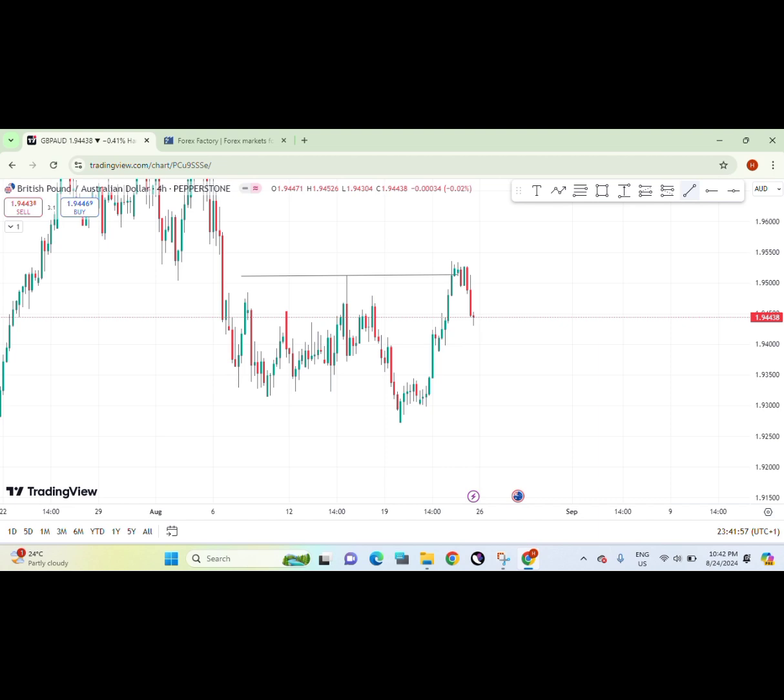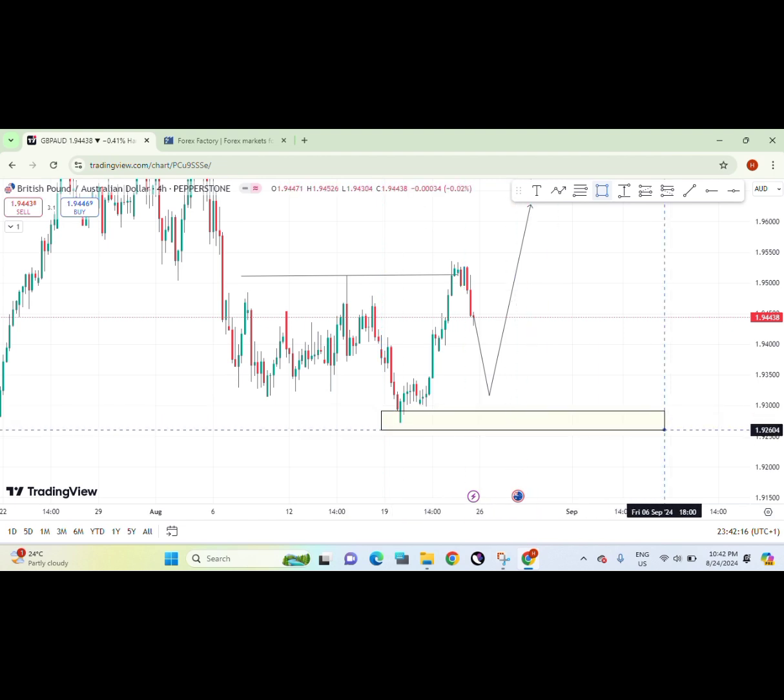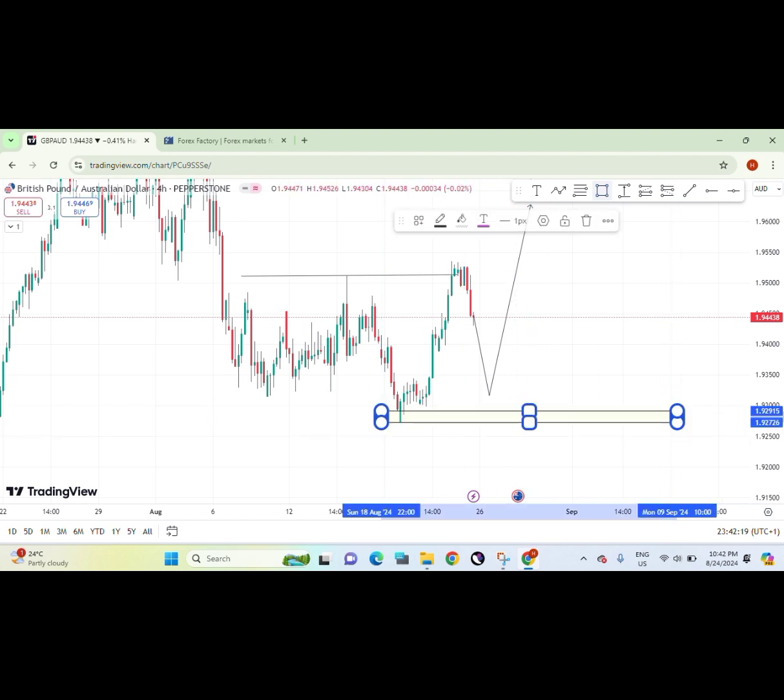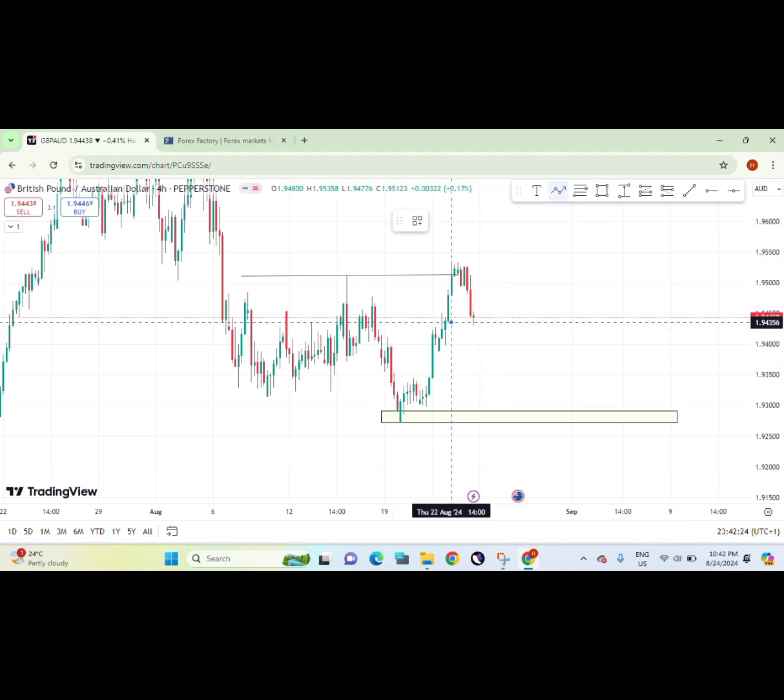So now price is giving us a retracement or a pullback. I want to see price retrace, then give us that upward movement, right? So now I want to see price retrace to this area here. So I want to see price move down to this key area here. I want to see price come down over here.